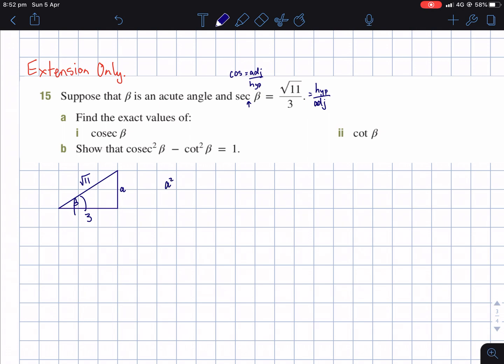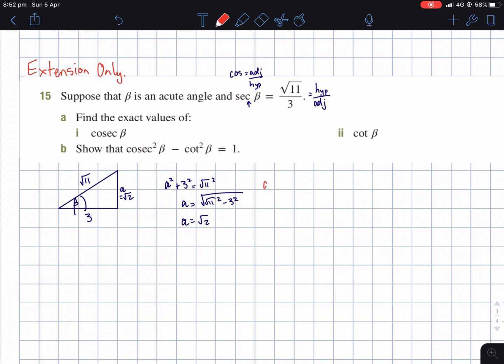So a squared plus 3 squared equals root 11 squared. So a is square root of root 11 squared, take 3 squared. So that's 11, take 9, so that's a equals root 2. Now we're ready to get to business.